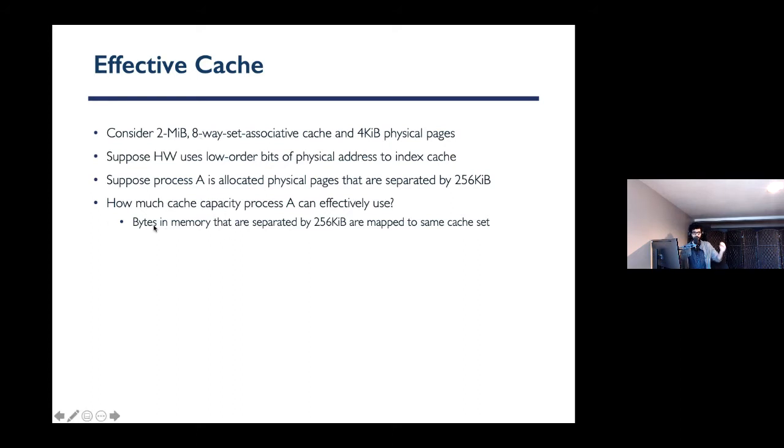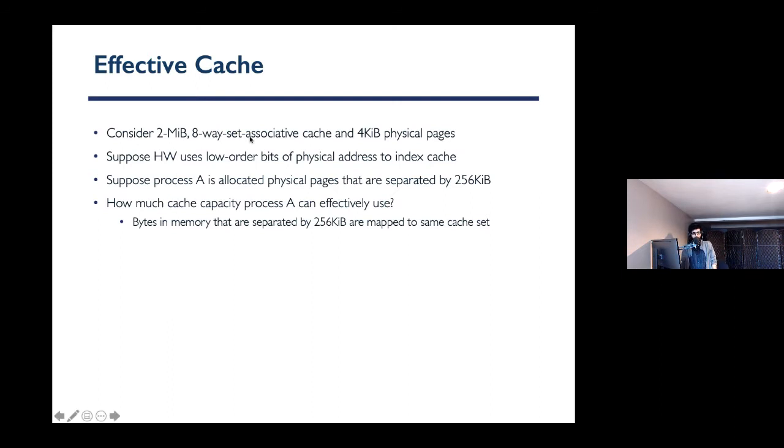And that tells you that every 2 bytes in your memory that are apart by 256 kilobyte will be mapped to the same cache set. The reason is because this 8-way set associative cache acts that way. It maps every 2 bytes that are apart from each other by 256 kilobyte to the same set.